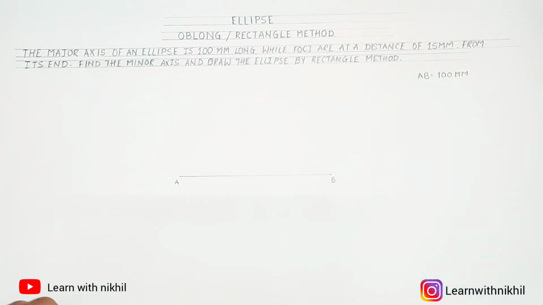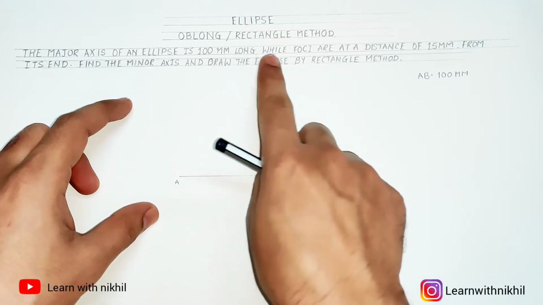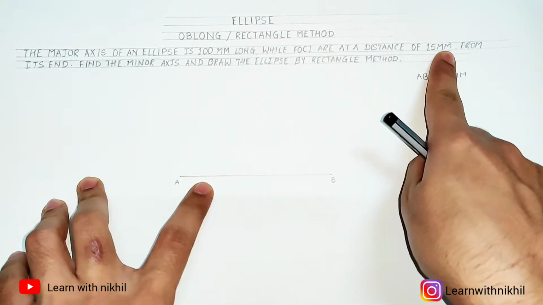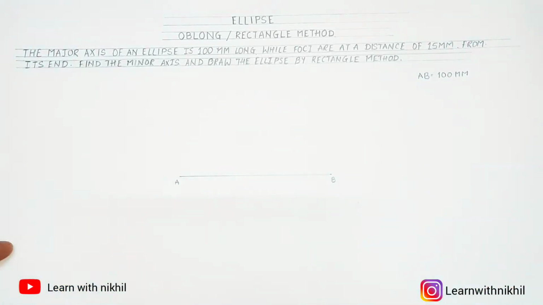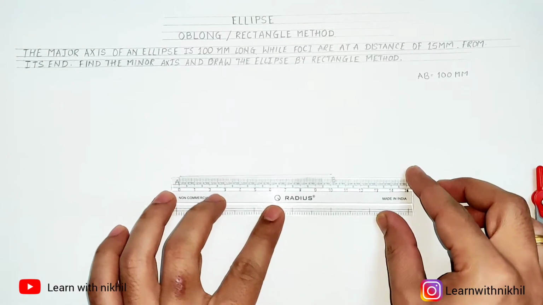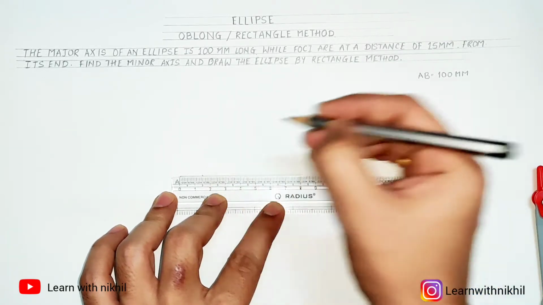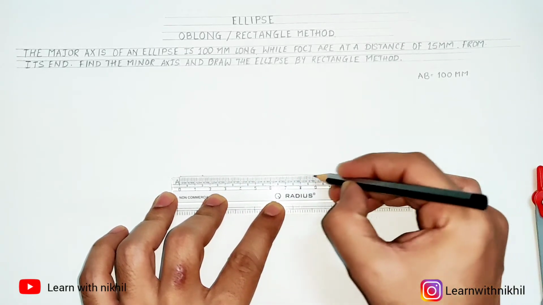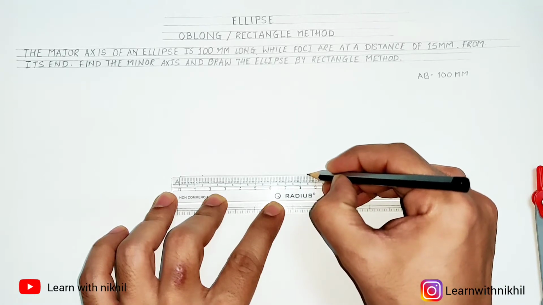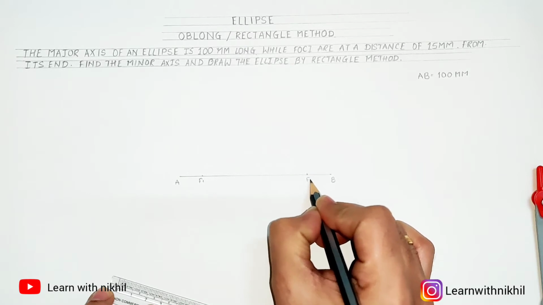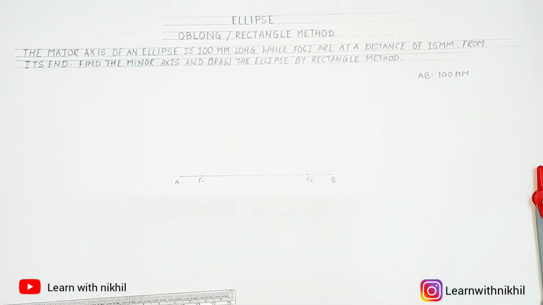Now further, in the question it is given that foci are at a distance of 15 mm from its end. So from A 15 mm and from B 15 mm, the foci are given, that is F1 and F2. So from A I'll mark a point 15 mm apart and from B I'll mark a point 15 mm apart and name them as F1 and F2. So F1 and F2 are the foci.